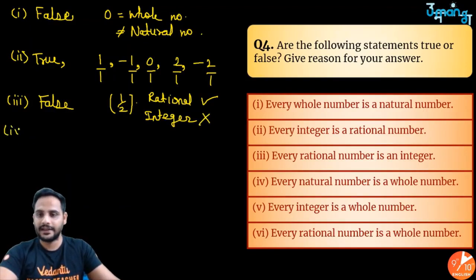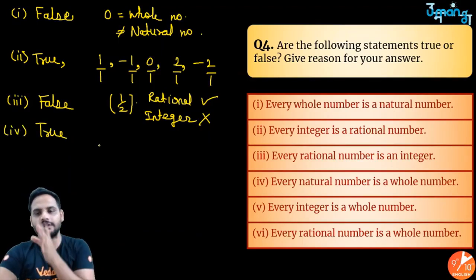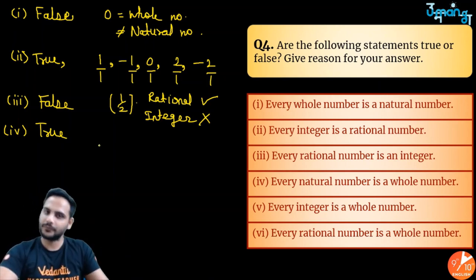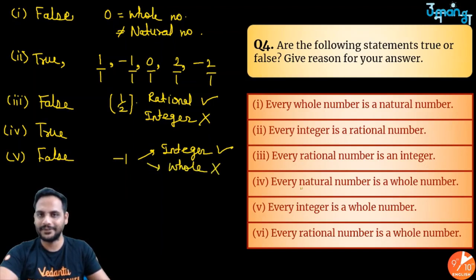Fourth one, every natural number is a whole number. True, right? 1, 2, 3, 4, 5, 6, all these natural numbers are also whole numbers. So it is true. Fifth one, every integer is a whole number. Wrong. False. Why? -1 is an integer. Yes. Is it a whole number? Nope. Right? So it is wrong. Same way -2 is also not there.